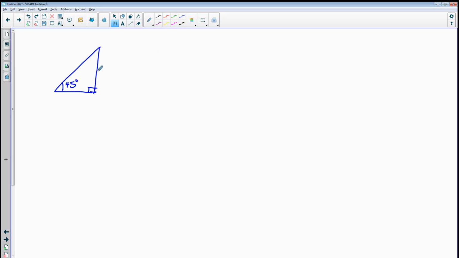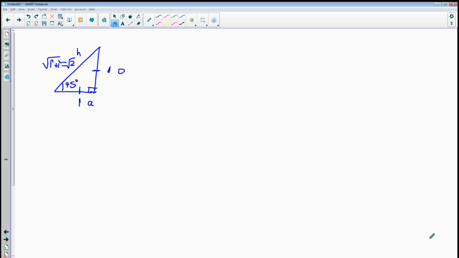Because they're isosceles, these 2 sides are the same. Let's just call it 1. Then we can use the Pythagorean theorem to find the third side. This side is 1, 1. The third side is square root of 2. So it's square root of 1 squared plus 1 squared, equal to square root of 2. So opposite is 1, adjacent is 1, hypotenuse is square root of 2.